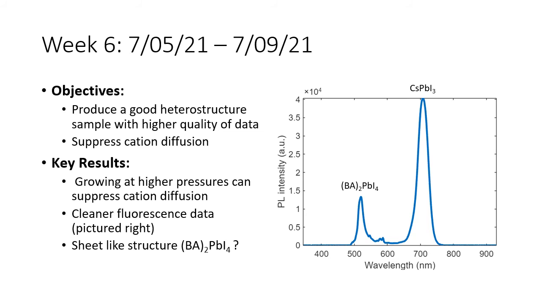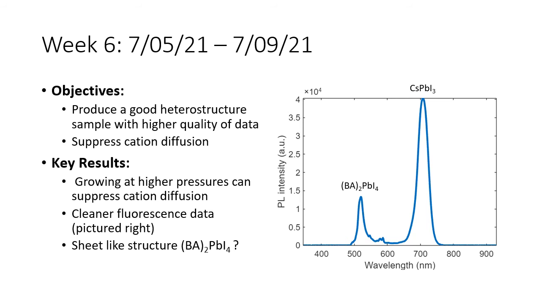Moving into week 6, we aimed to produce a good heterostructure sample with a higher quality of data than our last set, as well as suppress the cation diffusion that we'd witnessed. What we found is that growing our samples at a higher pressure can actually suppress the cation diffusion. We also produced a cleaner set of fluorescence data than last time, which you can see pictured here on the right.